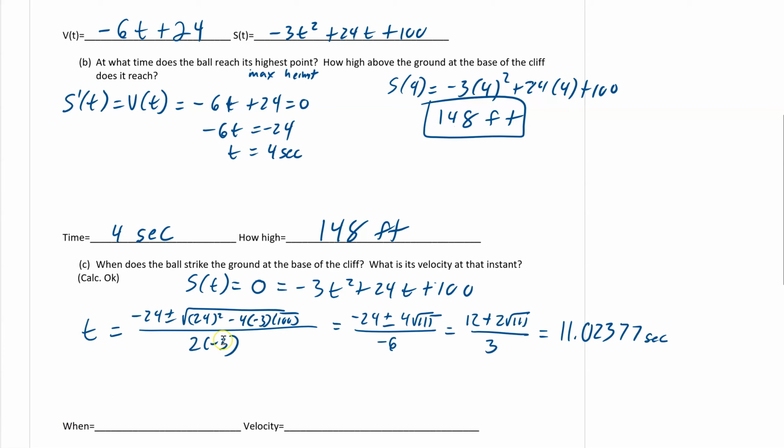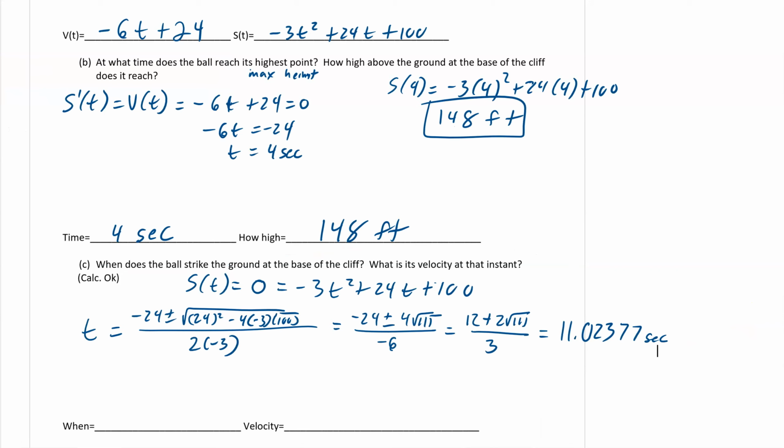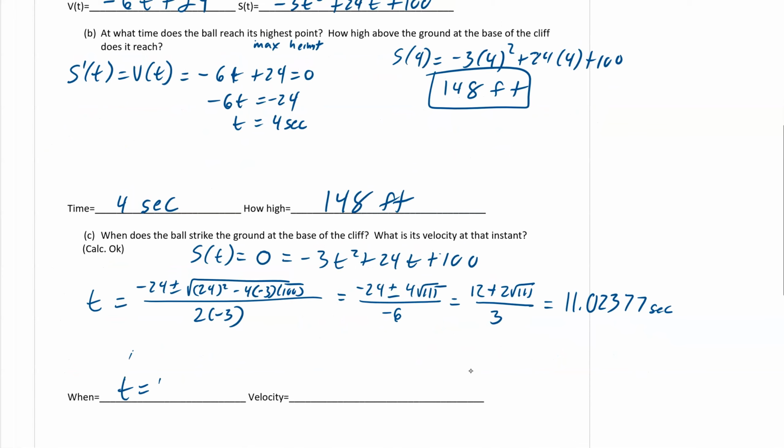Using the quadratic formula, we get 11.02377 seconds. But you can also just use Desmos or a graphing calculator to find out when the parabola crosses 0 for the function. So 11.024 would be fine as well. But there is an exact answer for this as well. So t equals 11.02377 seconds. Now the fun question is, what's the velocity at that time?